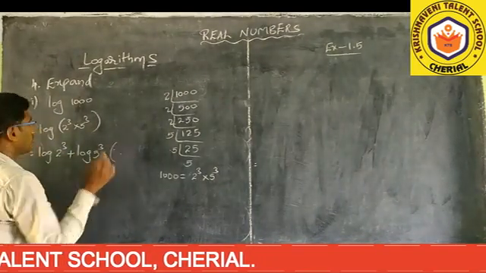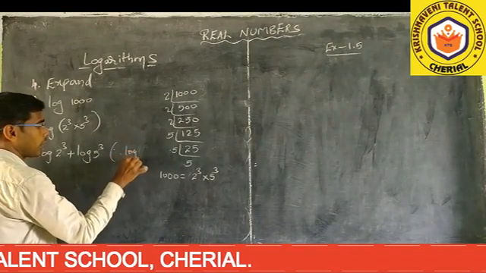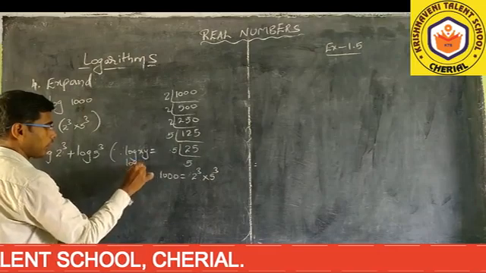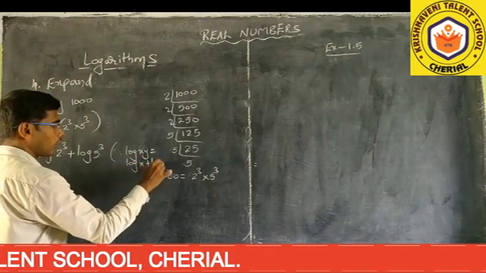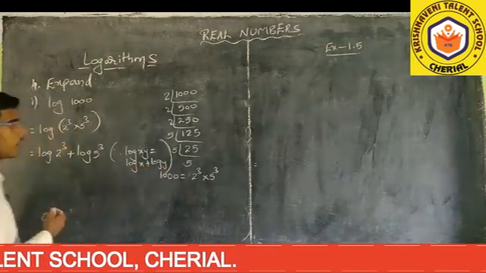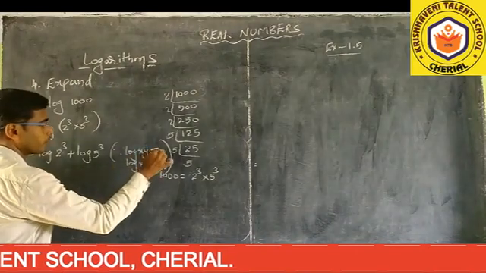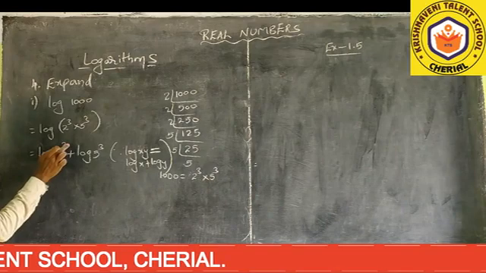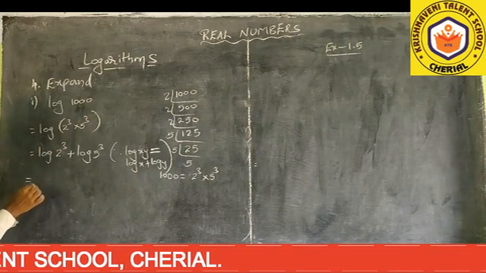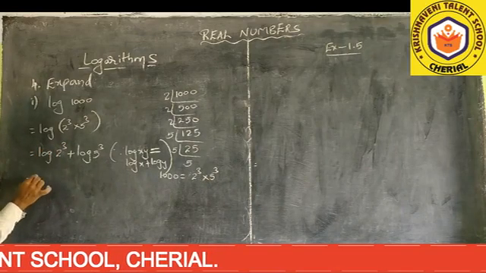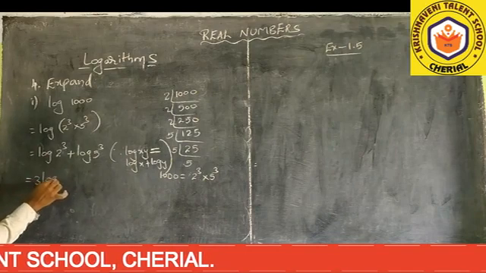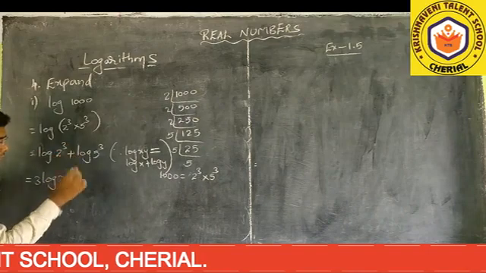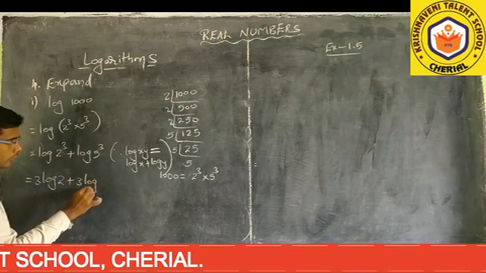Always you have to write the reason: log xy equals log x plus log y. Now again use log a to the power of m. Log a to the power of m, how will you write it? We will write it as m log a, meaning 3 log 2 plus 3 log 5.